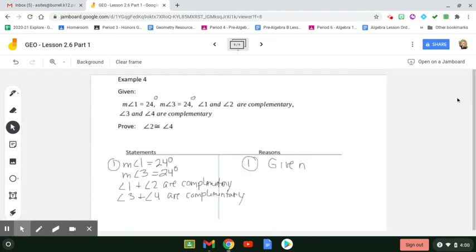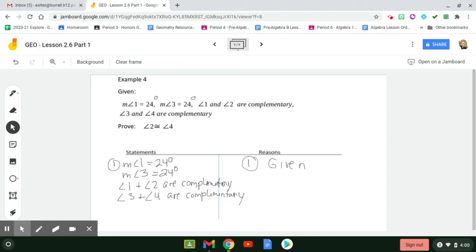Okay, to wrap up what we're doing today, for our last proof, we've got some things with complementary angles. We have given to us the measure of angle 1 is equal to 24 degrees, the measure of angle 3 is equal to 24 degrees. We have angle 1 and angle 2 being complementary, and angle 3 and angle 4 being complementary. So to get you started, I wrote down all of our statements that are given to us.